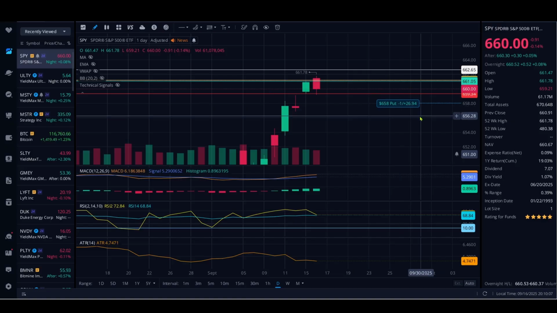Now, that did expire today, as it was a 658 put for September 16th, which is today. Meaning that if the price of SPY dropped and stayed below 658 by close of today, then I would have been assigned 100 shares at 658 per share. Now, for doing that, I did earn a little bit of premium. I didn't earn much premium, and I'll show you why.